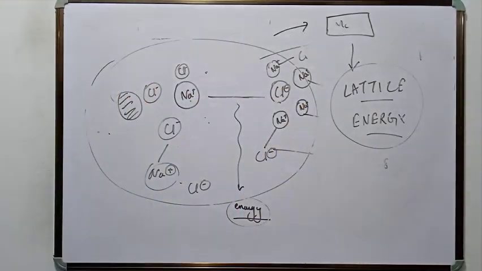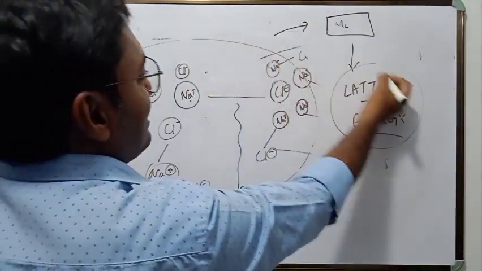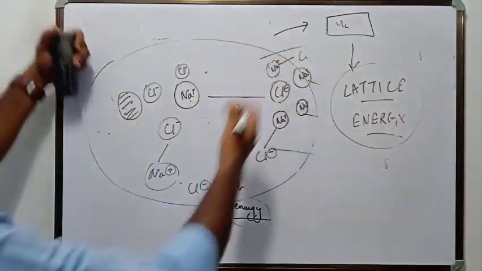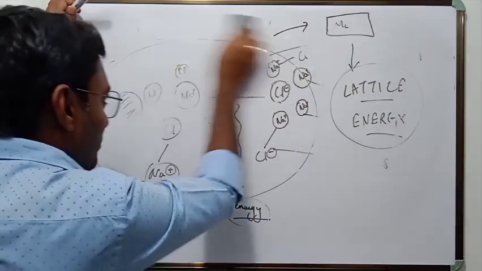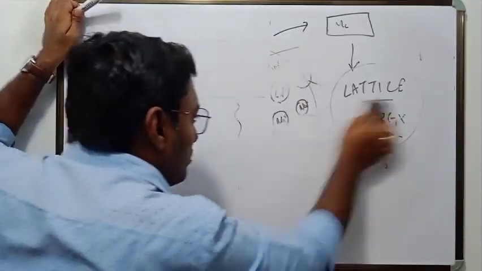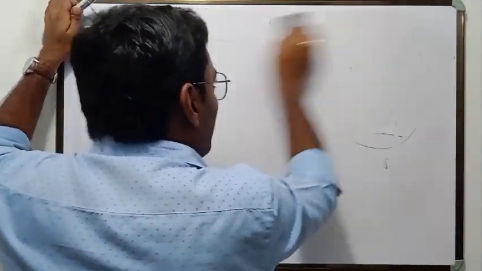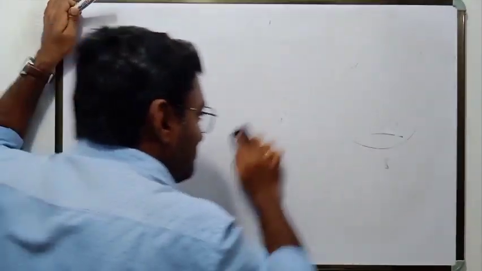Greater the lattice energy, that is, greater the energy released, greater will be the strength of the ionic bond. So what to do if you want to know the strength of an ionic bond accurately? Is there any method? Yes, there is a method.